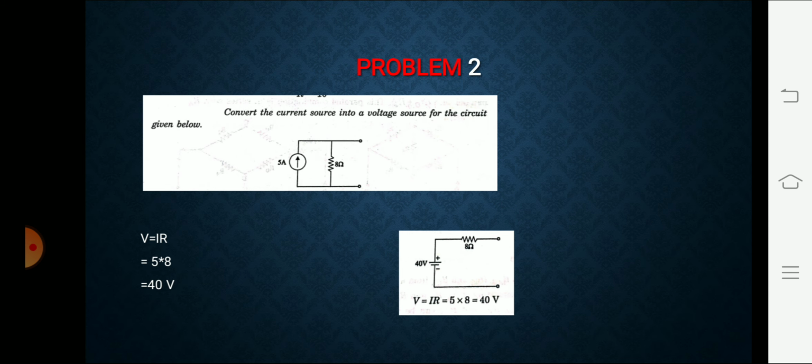Next one, convert the current source into a voltage source for the circuit given below. In this diagram, the current value is 5 amps. The resistance value is 8 ohms. Calculate the voltage value first. Voltage V is equal to 40 volts, and then draw the diagram.